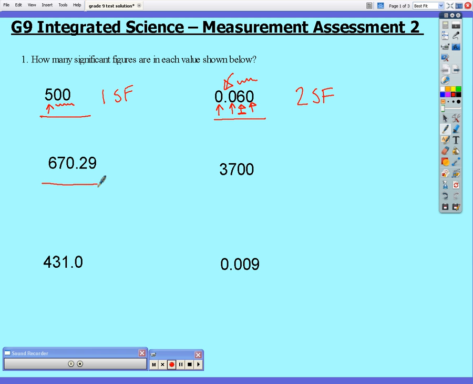670.29. Yep, well this one is significant because it's not 0. This one is significant because it's not 0. This one, well, it's a 0, so it could be significant or not. But it's followed by non-zero digits, which are always significant. So that makes all 5 of them significant. So we've got 5 significant figures.